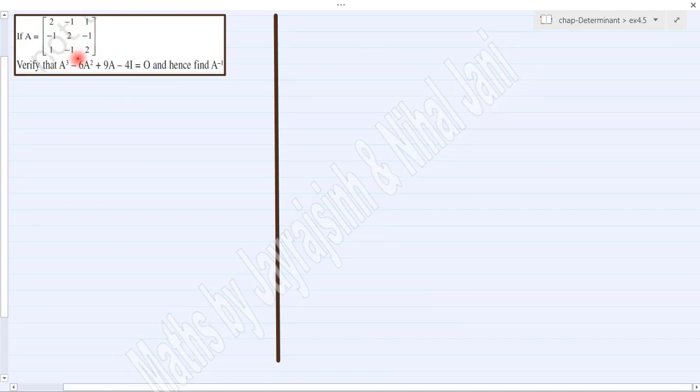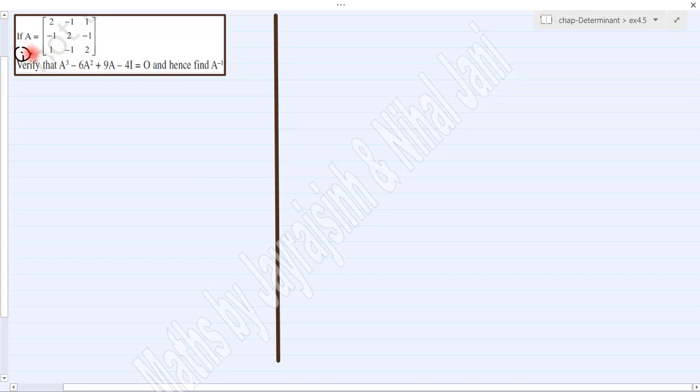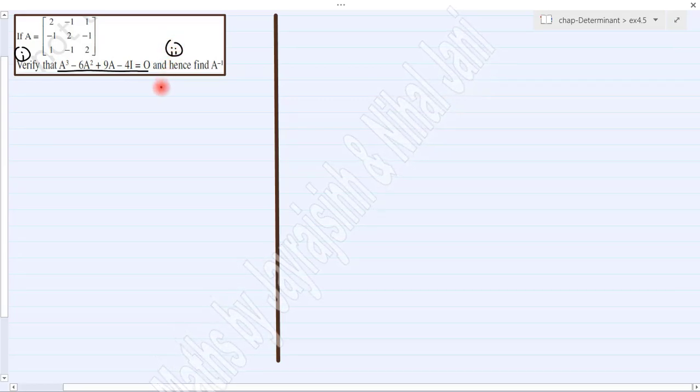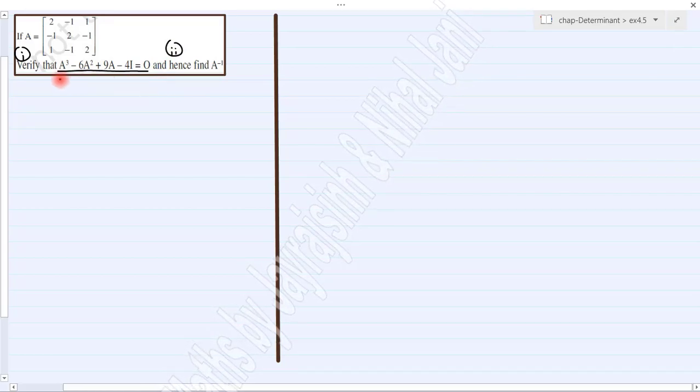Here we have a very long question. We have matrix A, and initially we have to verify A cube minus 6A square plus 9A minus 4I equal to 0 matrix, and hence we have to find A inverse. So first of all, let's try to solve your first part.